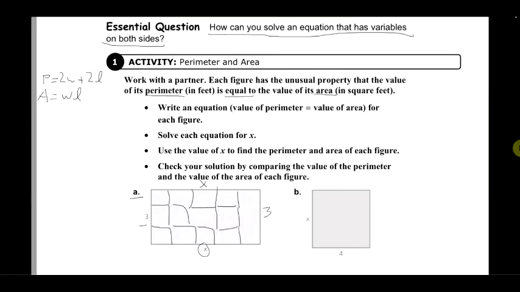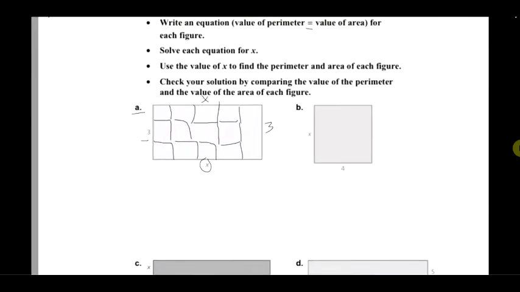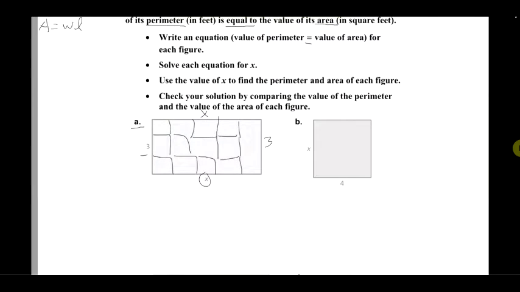So they tell us here, write an equation that is the value of perimeter equals the value of area for each figure. So let's do this for our very first figure. They give us tons of room underneath. Let's take advantage of that. So we know for this figure that the value of the perimeter, or P, equals the value of A, the area. Let's fill in the blanks.